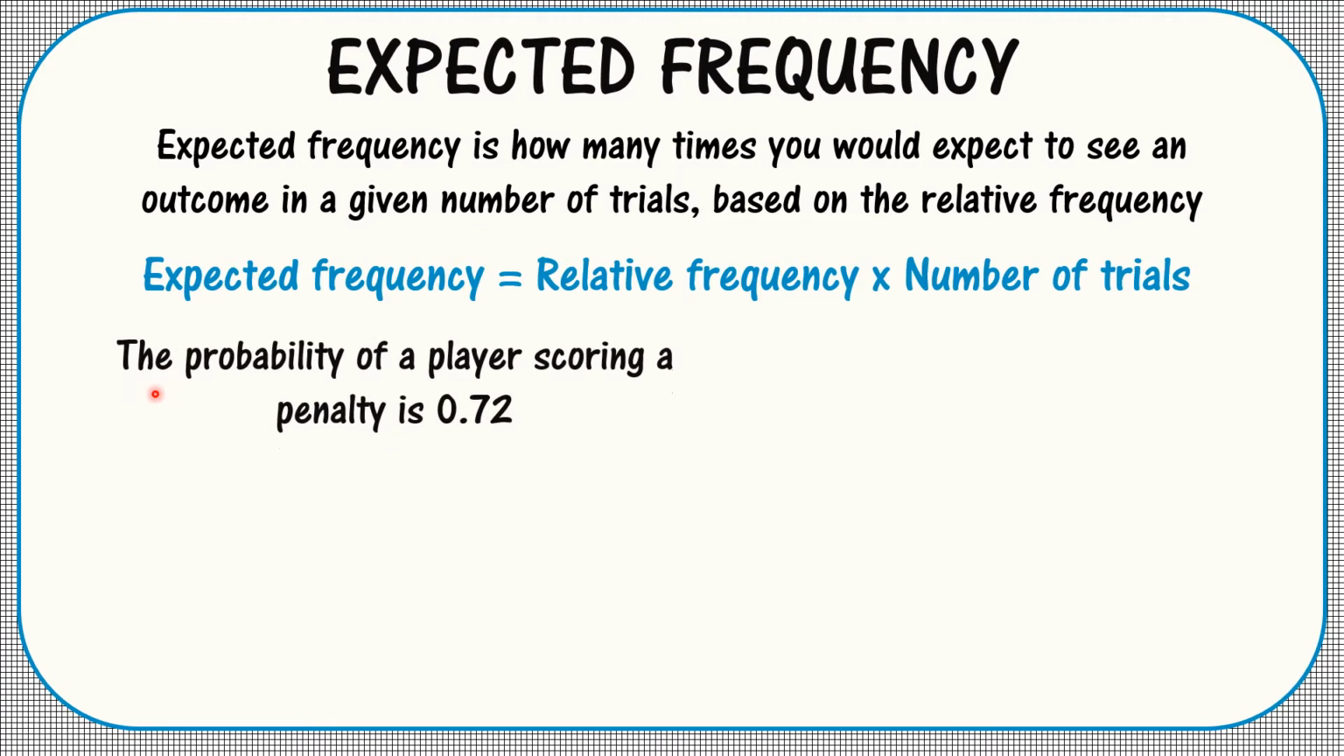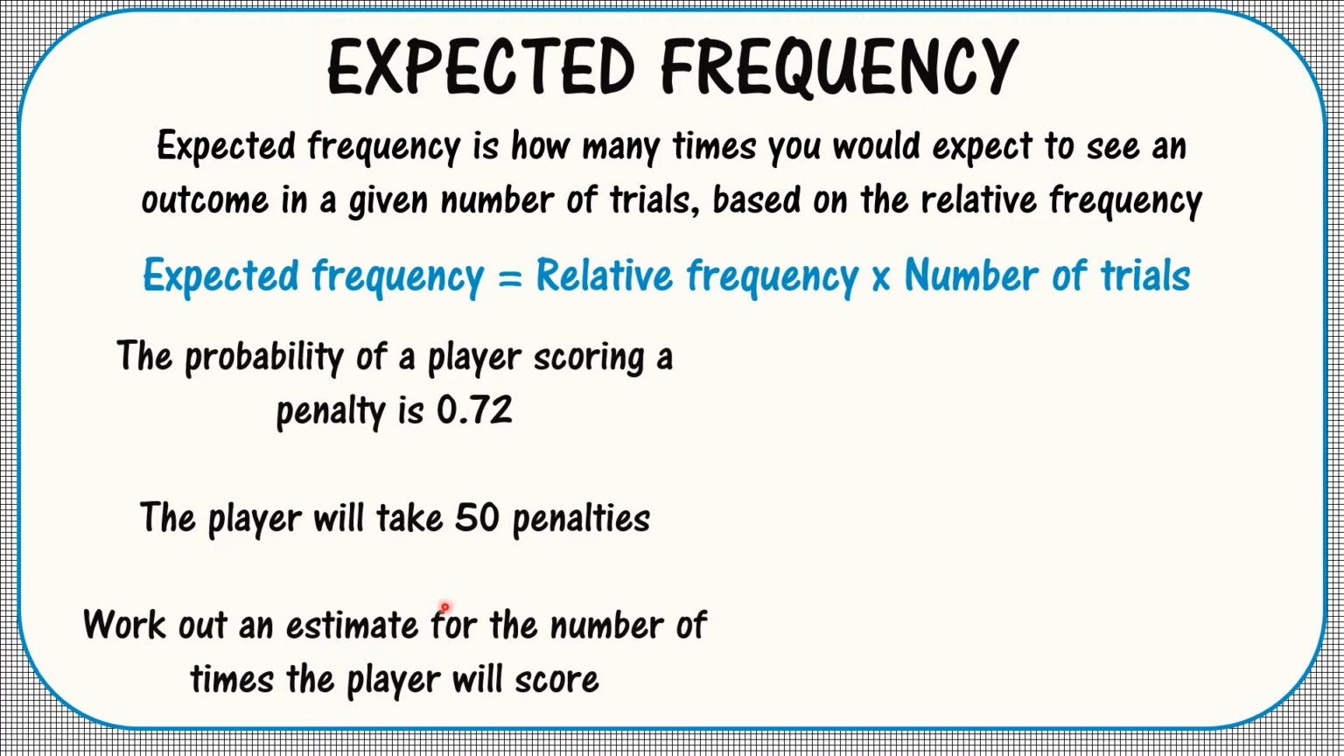So for example, the probability of a player scoring a penalty is 0.72. So 0.72 is the relative frequency. The player will take 50 penalties. So this 50 penalties is the number of trials. Work out an estimate for the number of times the player will score. So we are trying to work out the expected frequency.